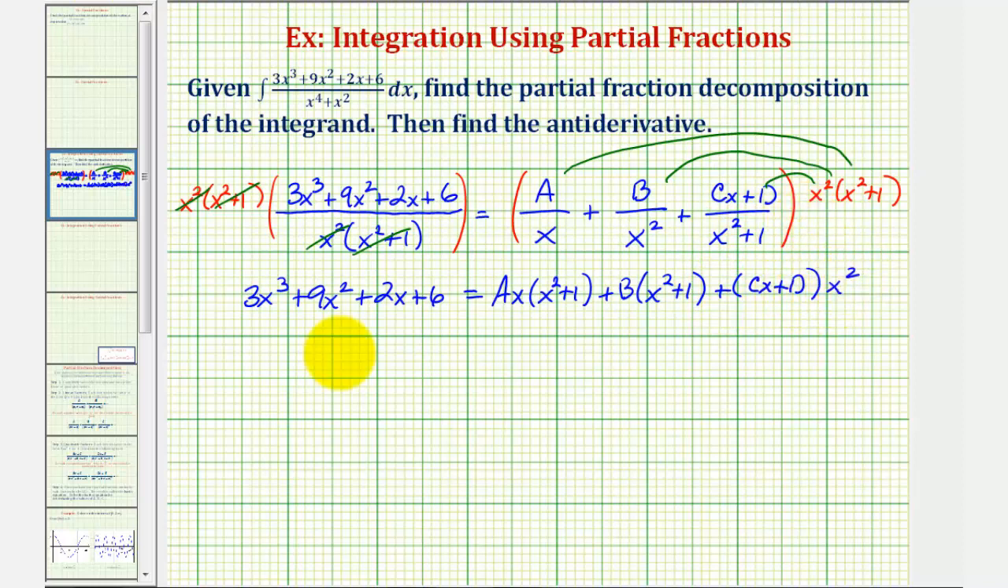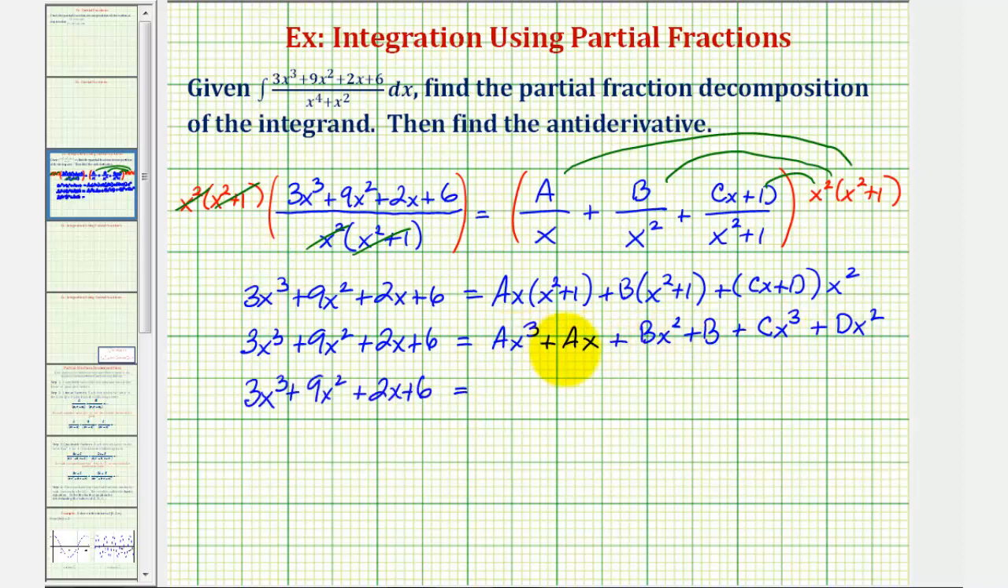Now to help us determine the values of a, b, c, and d, we'll use the process of equating the coefficients. So for the next step, we'll multiply out the right side of this equation. So we'd have ax to the third plus ax, plus bx squared plus b, plus cx to the third plus dx squared. And now we'll group the x cubed terms together, x squared terms together, x terms, and constants.